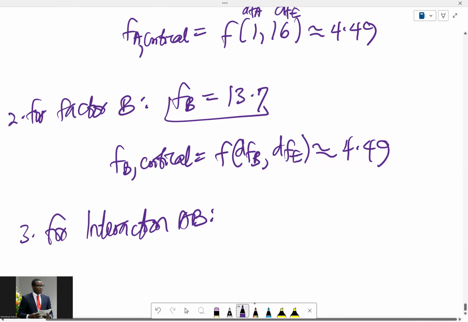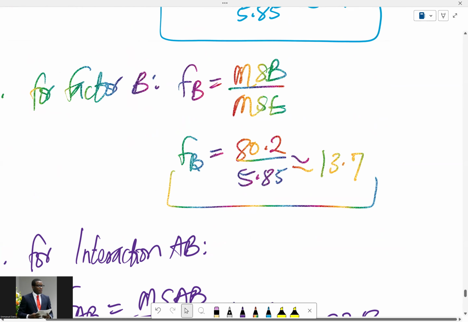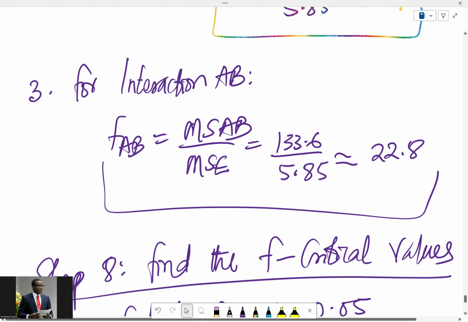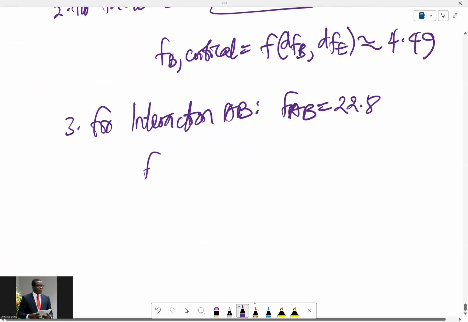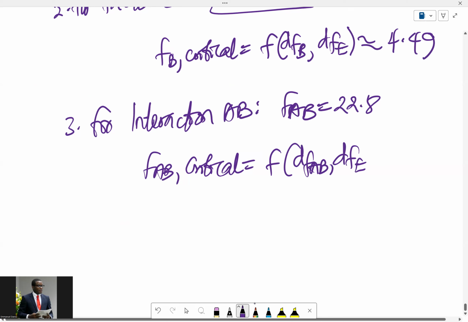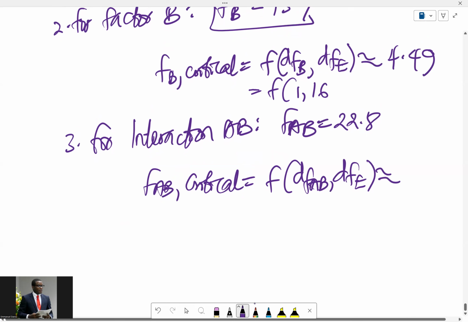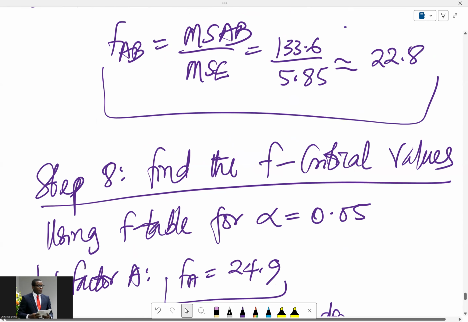Okay, for interaction AB, we already know F of AB, which we computed above, is 22.8 for interaction. So critical FAB is F of degrees of freedom for AB, then degrees of freedom for error. That is F(1,16), which is still approximately 4.49. So all of them are 4.49. So step 8 is done now.